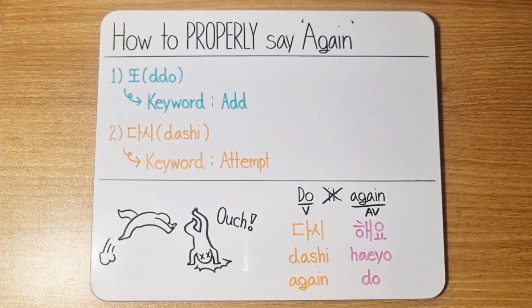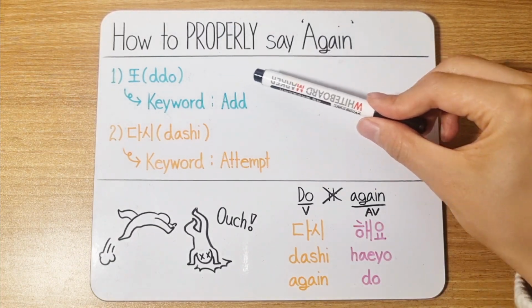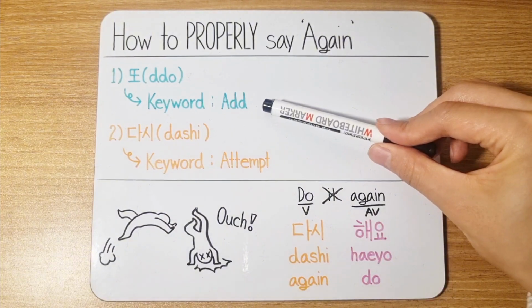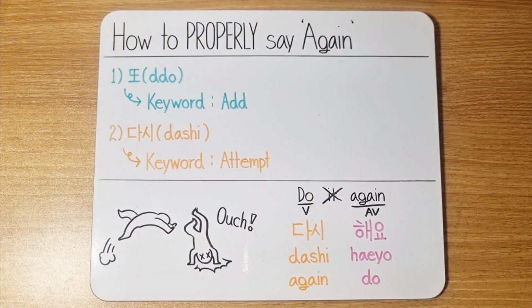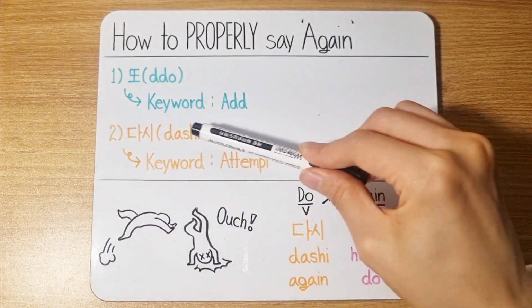The keyword for the first version would be to add. The keyword for the second version would be to attempt. So let's grasp why that is through looking into an example. Let's actually start with the second version.